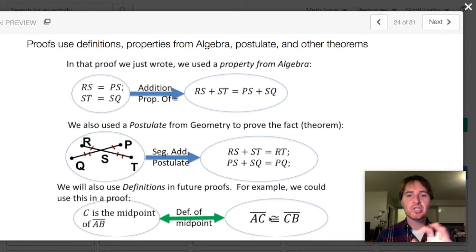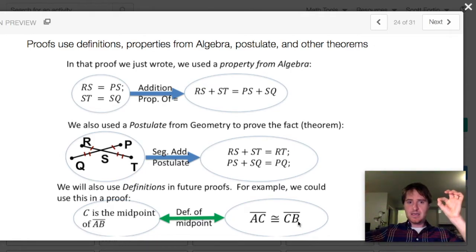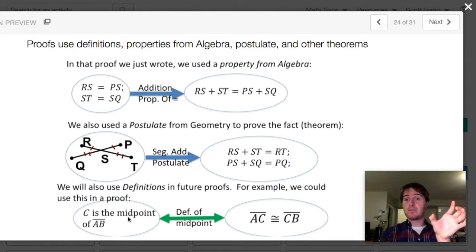And remember, definitions go both ways. If we know that segment AC is congruent to segment CB, and A, B, and C are all collinear, right? A, C, and B, and we know that AC and BC are congruent, we would also be able to conclude that C is the midpoint of segment AB, and that would be a way we can use definition.